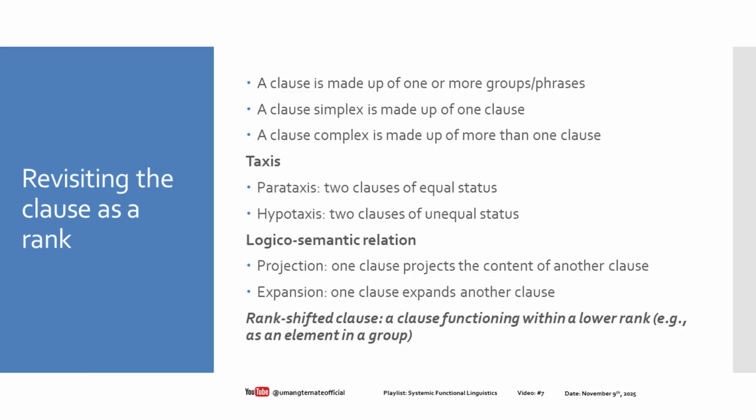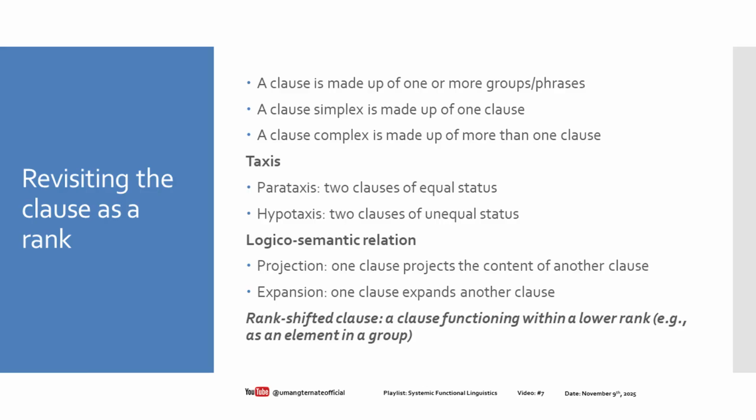Do you still remember the difference between a clause simplex and a clause complex? In case you forgot, a clause simplex is a clause made up of one clause, like she revised her essay. Meanwhile, a clause complex is made up of more than one clause, like she revised her essay and submitted it to her lecturer. The next thing is what we call taxes, which are concerned with the ways clauses are joined to construct a clause complex.